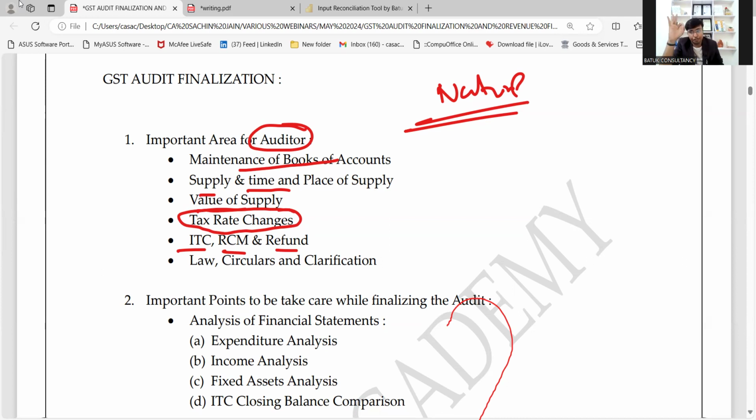Also, the most important thing, which is law, circular and clarification while doing the audit. If there is any issue, any matter, any subject on which there is doubt, in that case we have to take the reference of various circulars, various notifications, various clarifications issued by the CBIC from time to time. Okay, although we are working on that, very soon we are going to release one more book on the simplified circulars, clarifications and notifications by the CBIC.